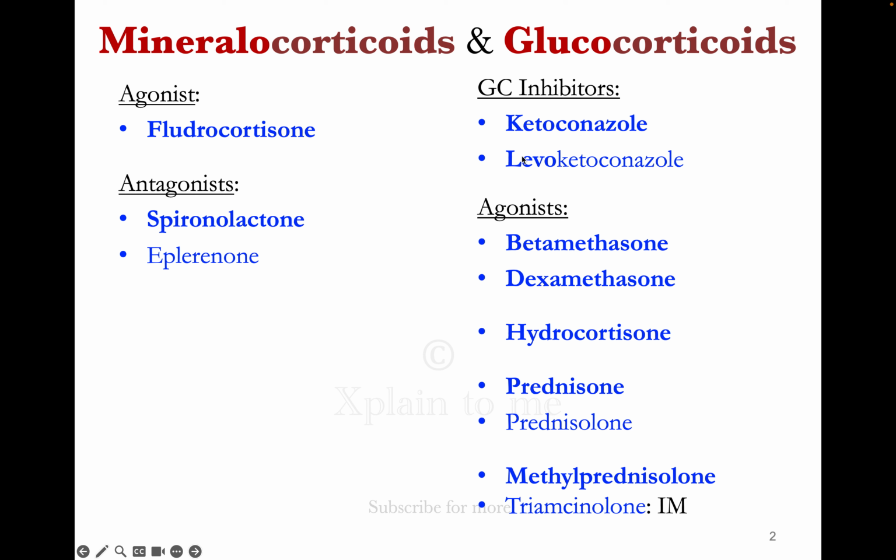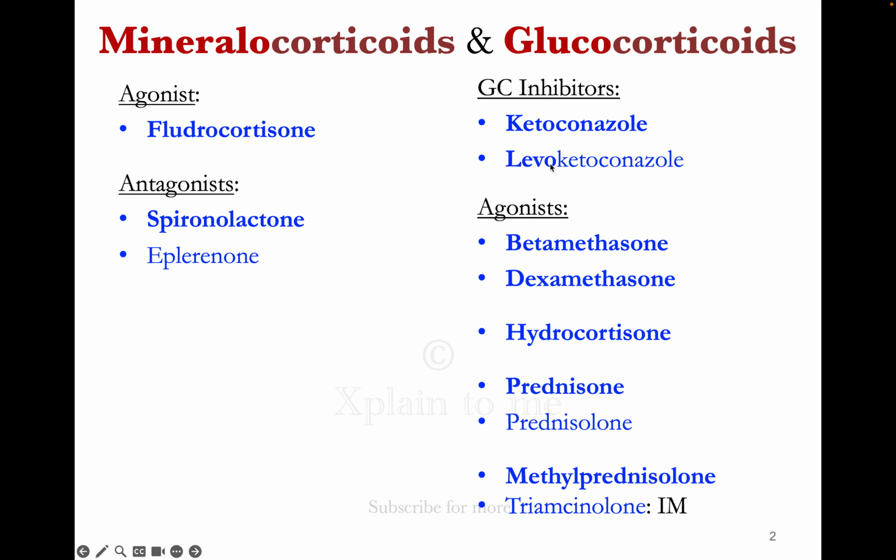The second drug, levoketoconazole, is actually a prodrug of ketoconazole. This is a newer drug, more effective, with a better pharmacokinetic profile. Same mechanism as ketoconazole, it blocks all these CYP enzymes and thus blocks cortisol synthesis. This does not have gynecomastia as an adverse effect, or at a very low level, but it can cause hepatotoxicity.